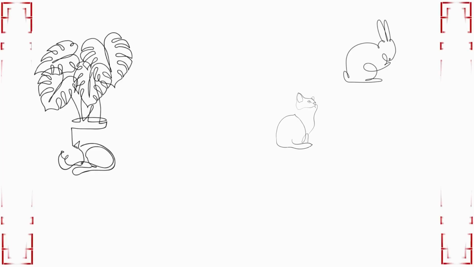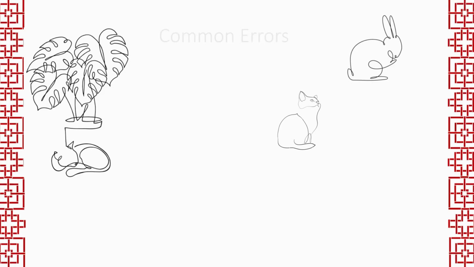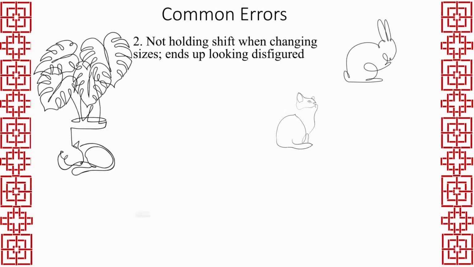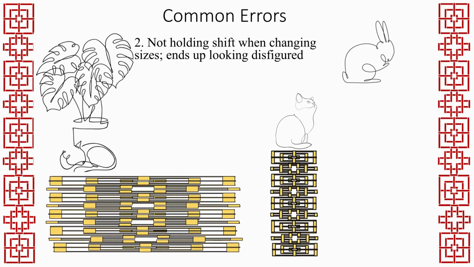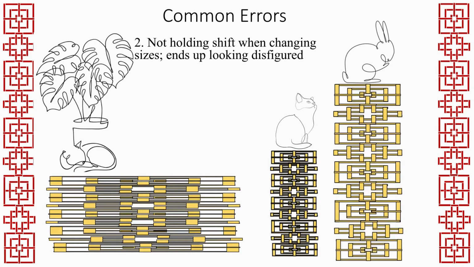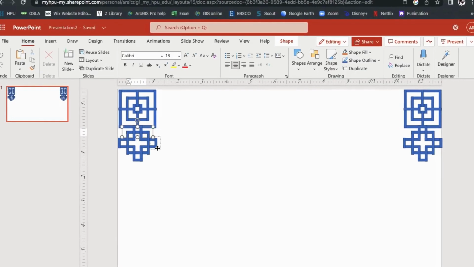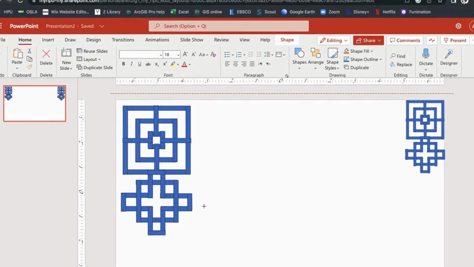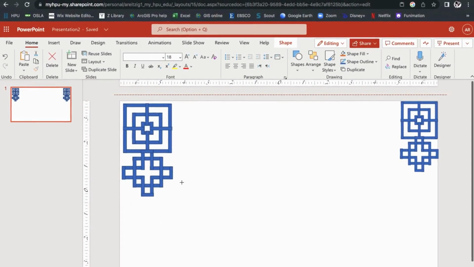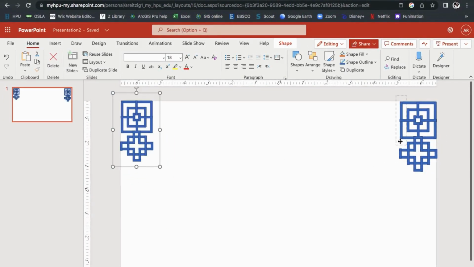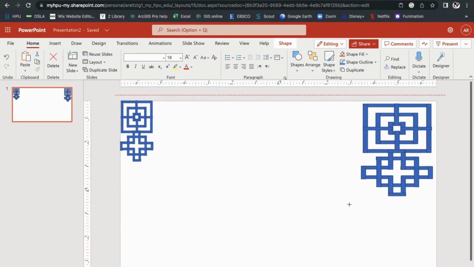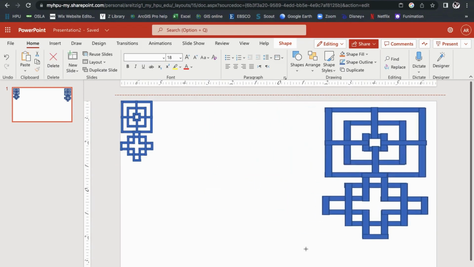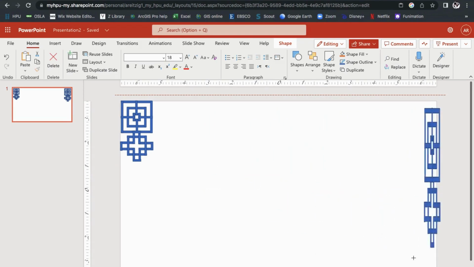And then a second common mistake that happens a lot is not holding the shift button when you're sizing your design. You end up having a lot of disfigured shapes. So what I mean by that is here, I select the design, I hold the shift button, I enlarge, reduce the size, and it stays the same. Here, I don't hold the shift button, and it ends up very disfigured, and it's not proportionate at all.